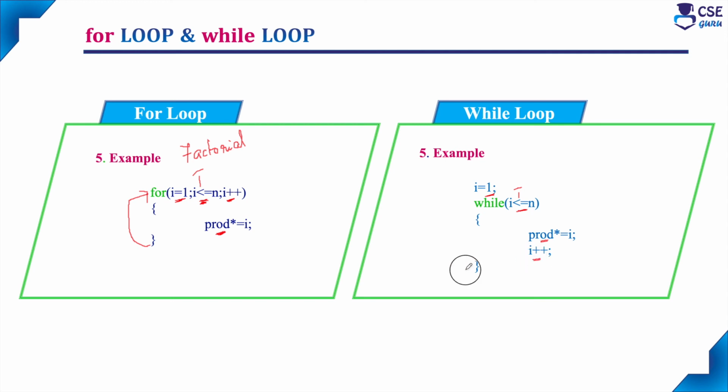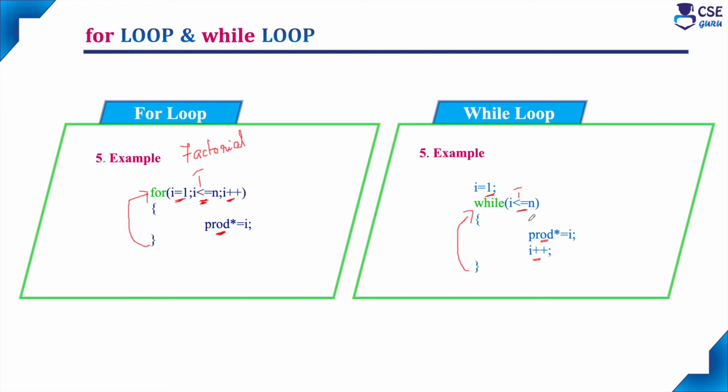After updating, consider the next iteration. In the next iteration, with the updated i value, check the condition. If the condition is evaluated to true, again the body of the loop will execute one more time. And this process continues until the condition fails.